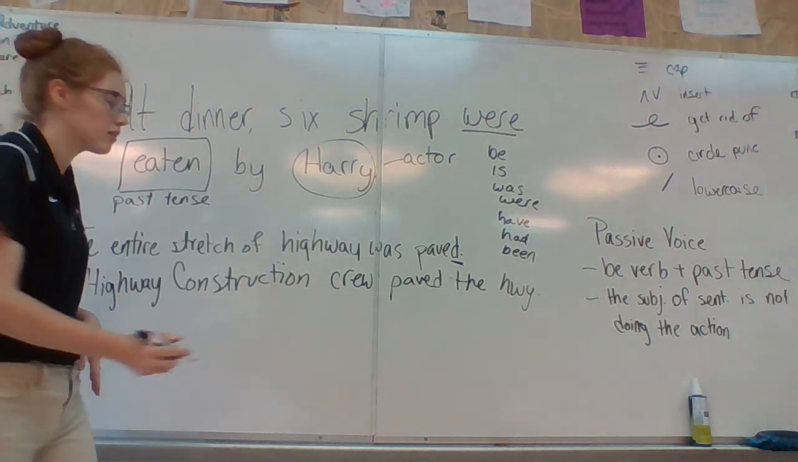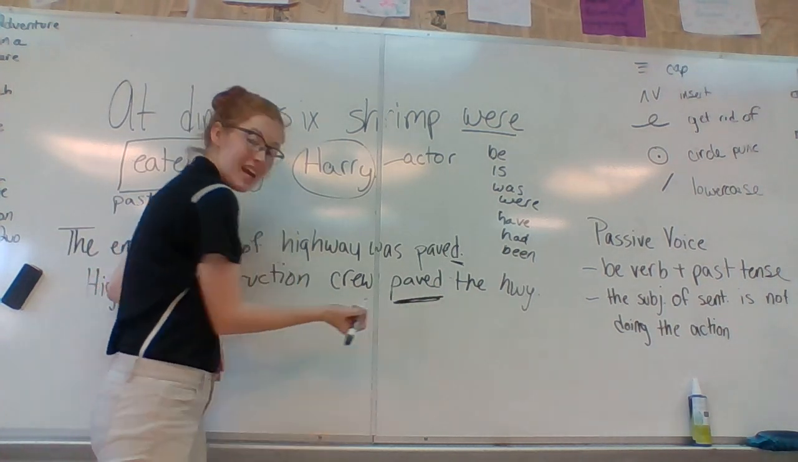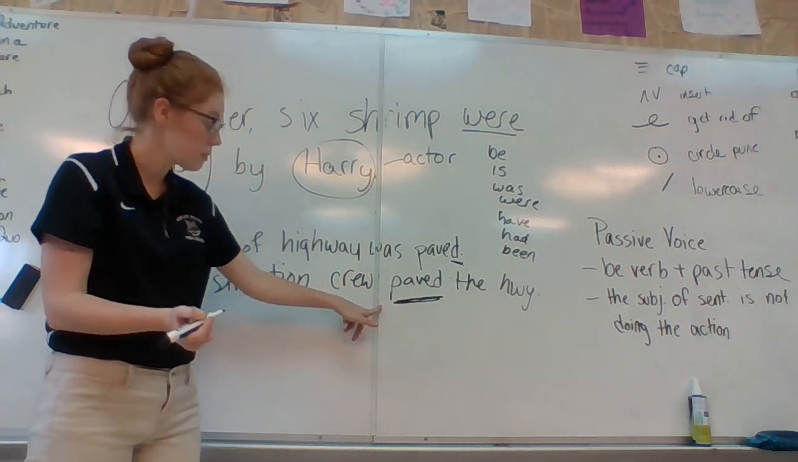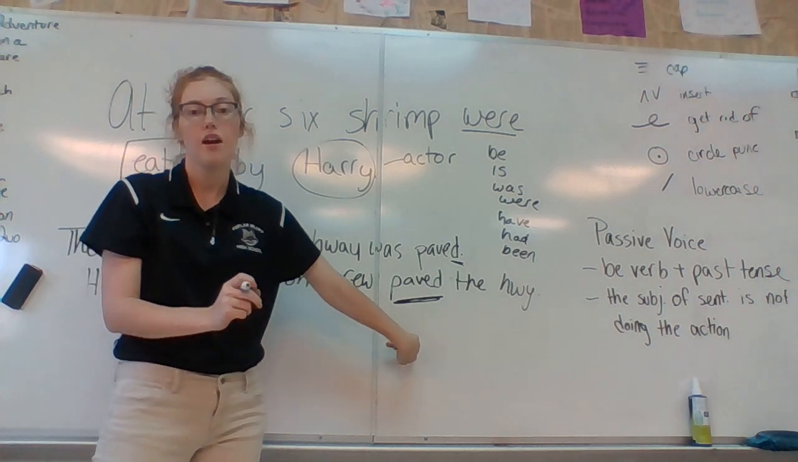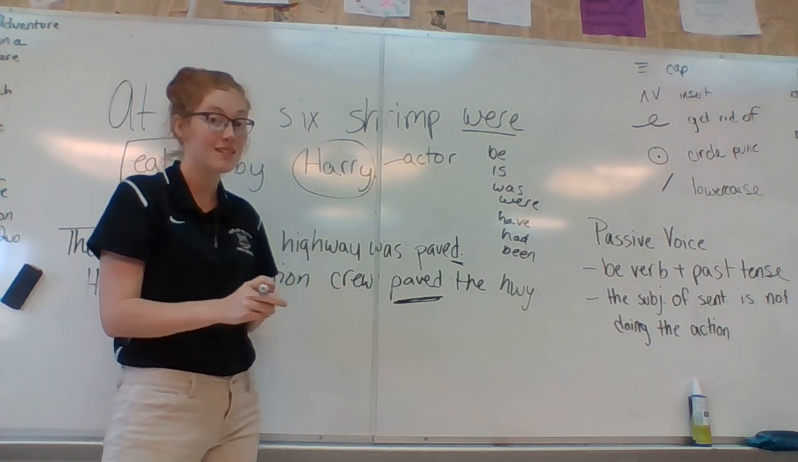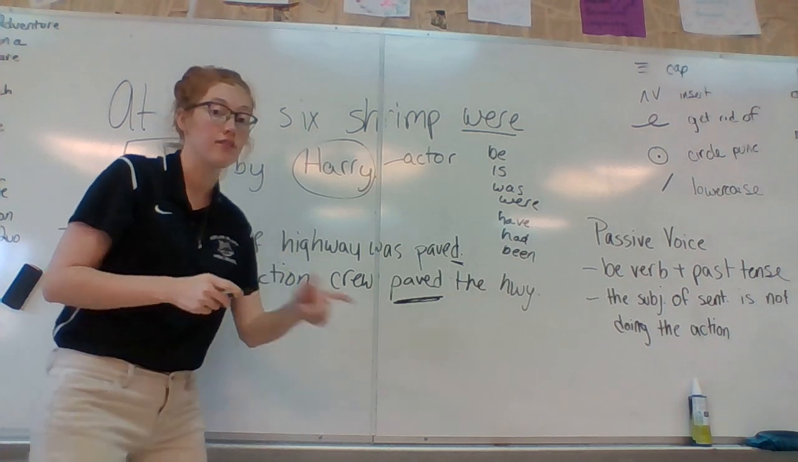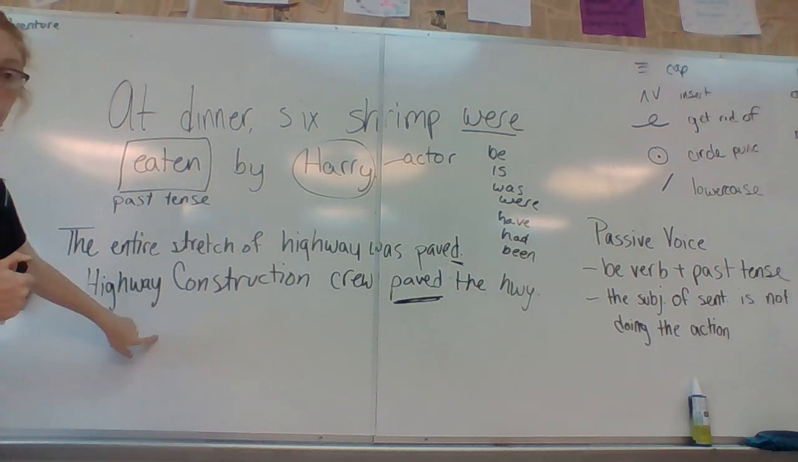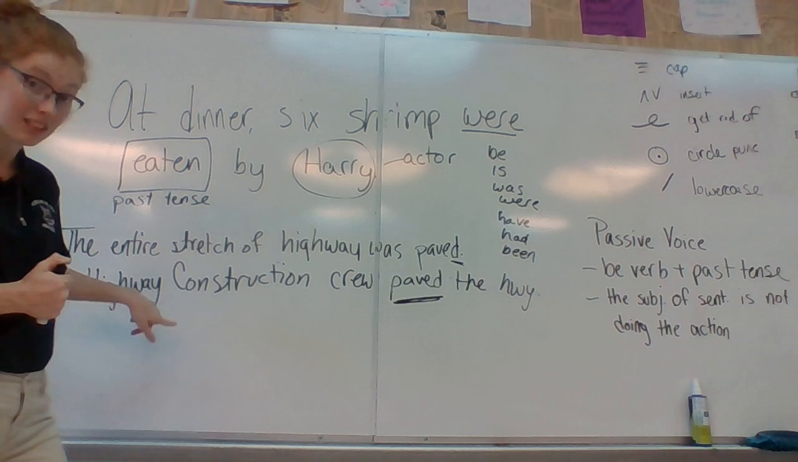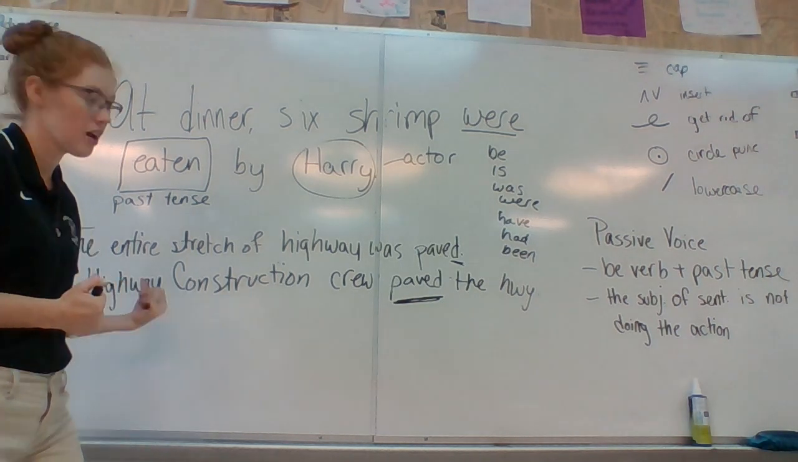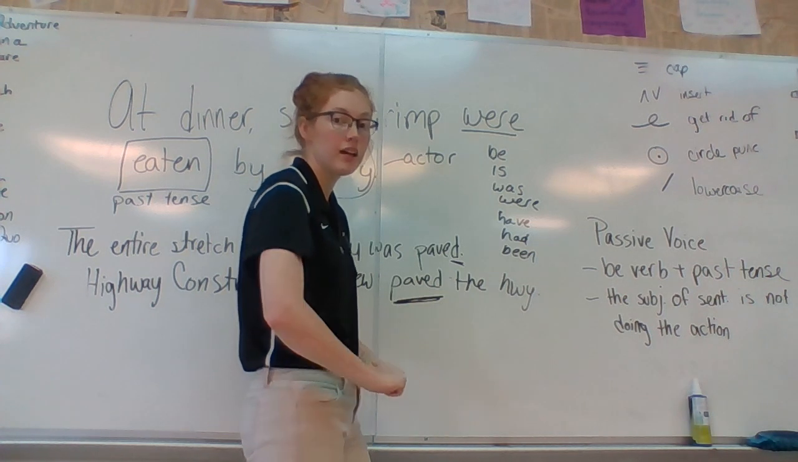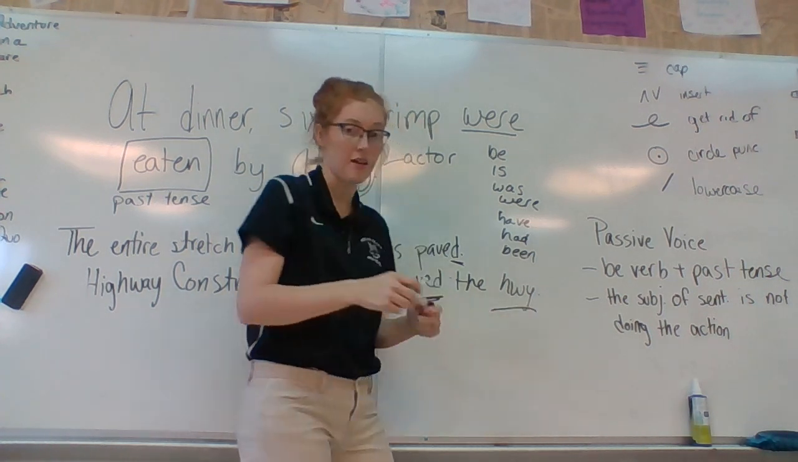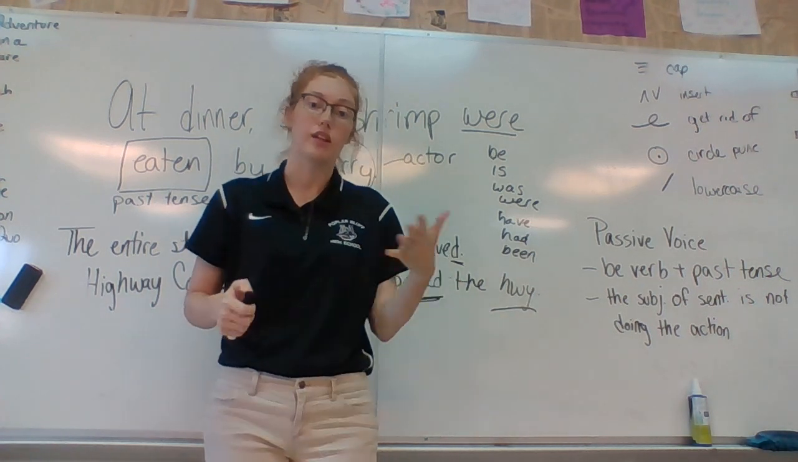I do want to point out that right here we have this phrase paved. So notice there isn't a be verb in front of it, but it is still in past tense. Active voice can still have past tense. It will just make sure that the person who is doing the action, the actor, is the subject of the sentence. And the recipient, whoever is receiving the paving in this situation, is the direct object, or later on, the object of the sentence.